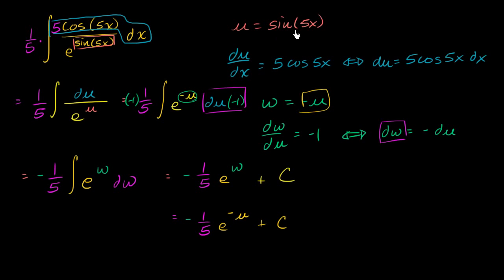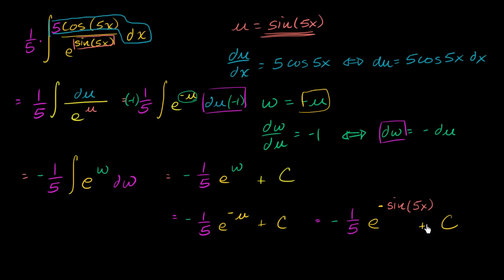We know that u is equal to sine of 5x, so we can write this as being equal to negative 1/5 times e to the negative u, which is negative sine of 5x, and then finally we have our plus c. Now, there was a simpler way that we could have done this by just doing one substitution.